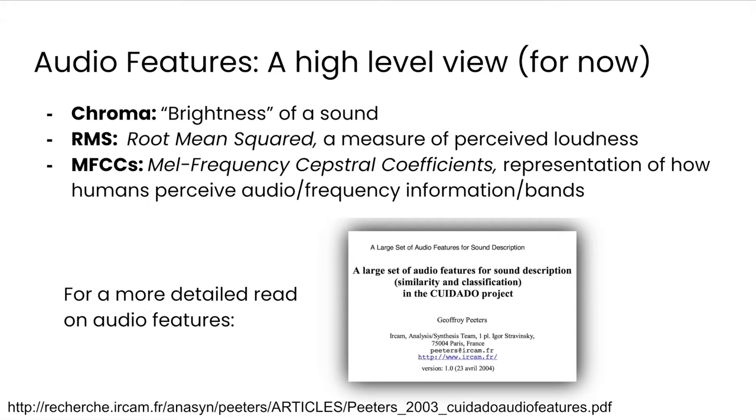So chroma, at a very high level, basically describes the brightness of a sound. RMS, the root mean squared, describes the perceived loudness of a song, which is much better than the raw amplitude, since music is waveform data and waveforms are always oscillating between some peak values and some low values. Then there's MFCCs, which are the Mel frequency cepstral coefficients, which are an approximation of how humans interpret frequency information or audio information.